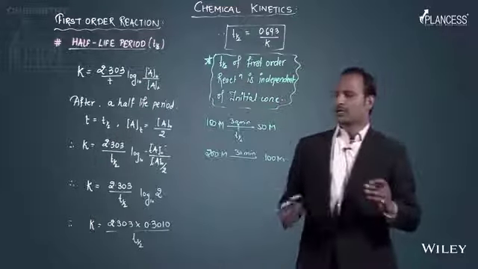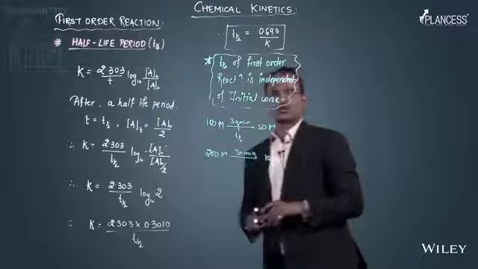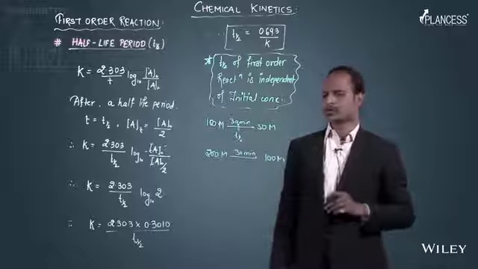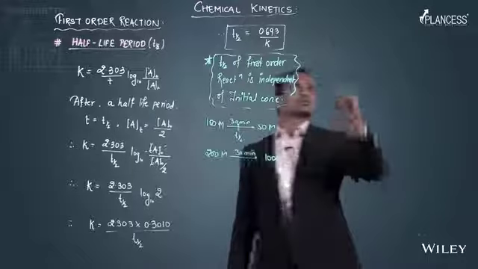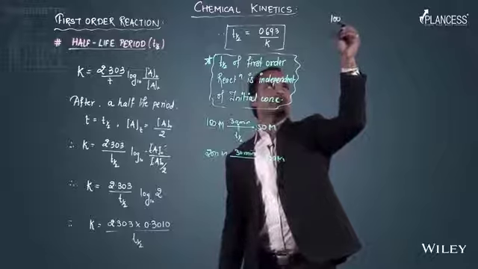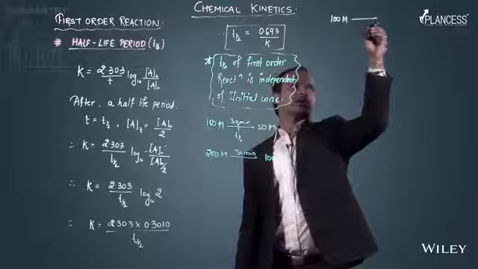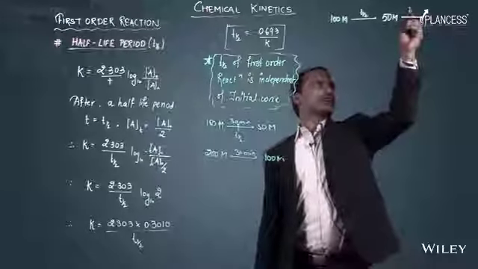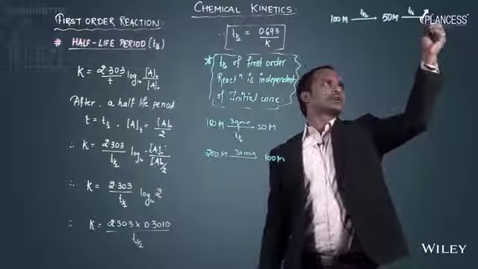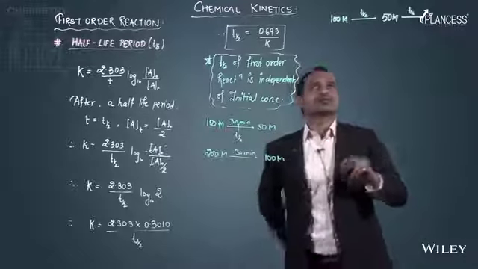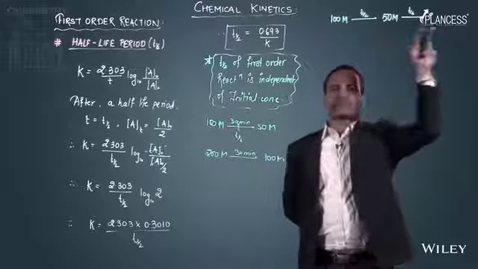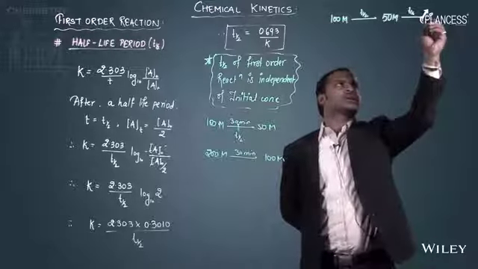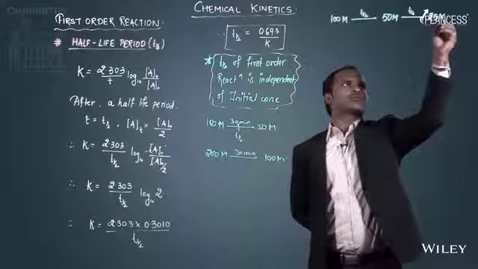Now, talking about the half-life period, let's see how many half-life periods will be needed to complete the total reaction. If I'm taking 100 molar reactant, after a half-life period it is 50, and after the next half-life period, in a zero order reaction it went from 50 to 0. But in case of first order reaction, after the next half-life period it is going to be 25 molar. That means again it will reduce to half the amount.